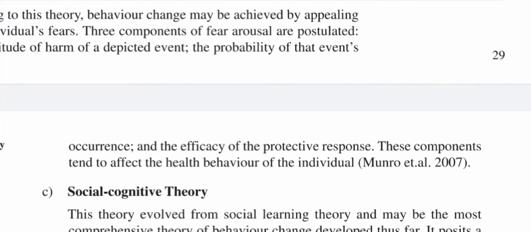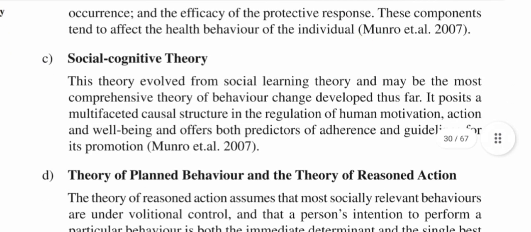Munro et al. 2007. Socio-cognitive theory. This theory evolved from social learning theory and may be the most comprehensive theory of behavior change development thus far. It posits a multifaceted causal structure in the regulation of human motivation, action, and well-being, and offers both predictors of adherence and guidelines for its promotion.